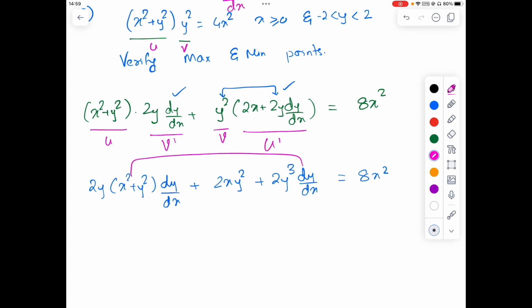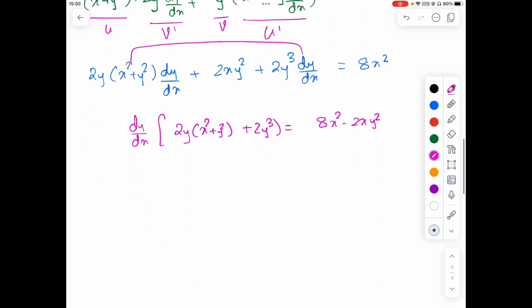Taking dy by dx common, I get the first step as 2y times x square plus y square plus 2y cube equals 8x square minus 2xy square. Then make dy by dx the subject. So what does that become now? dy by dx equals 8x square minus 2xy square upon x square plus y square times 2y plus 2y cube.